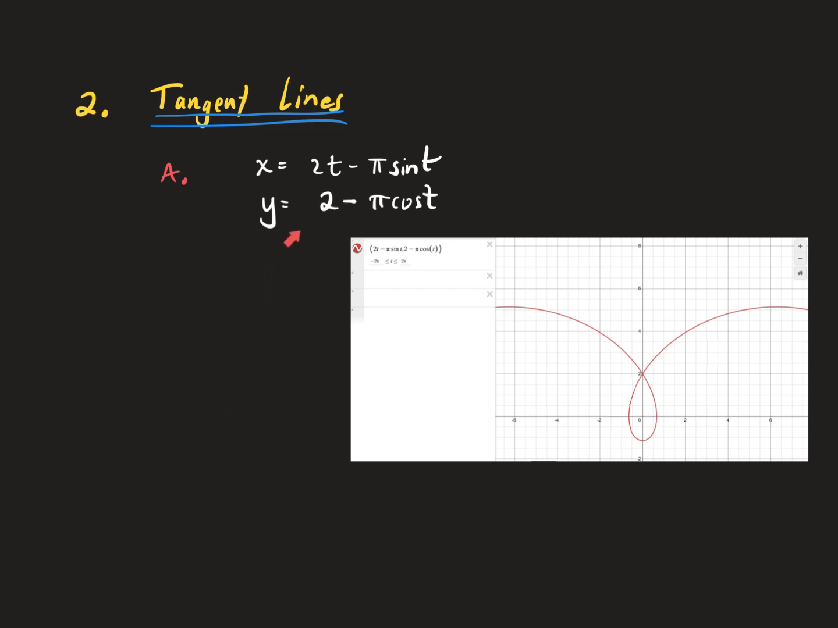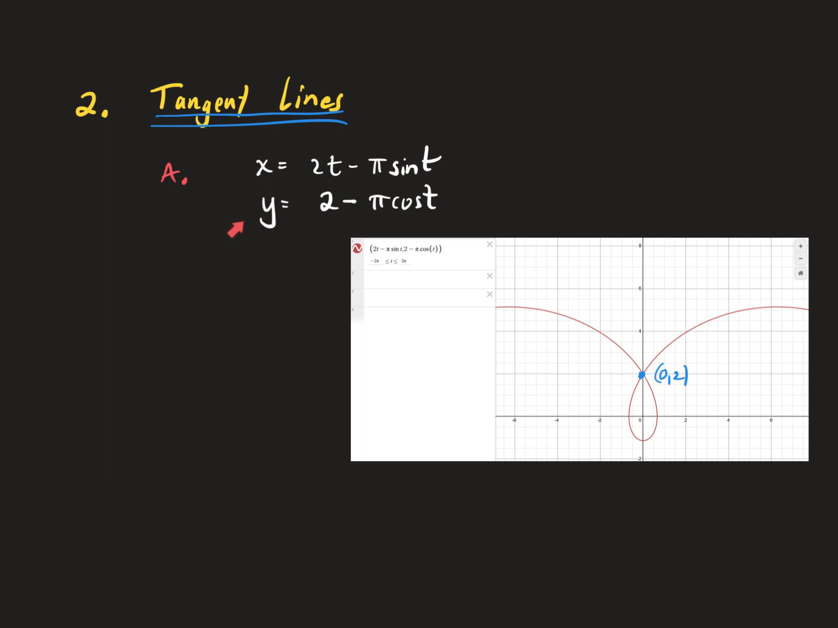For now, I would like you to notice that there is a point on this graph where there are two different tangent lines. Right at this point at (0, 2), we have a tangent line that's positively sloped and negatively sloped. Finding the equation of a tangent line in the past has been really easy, but how do you find the equation of a tangent line at a point (0, 2) when there's two different lines?